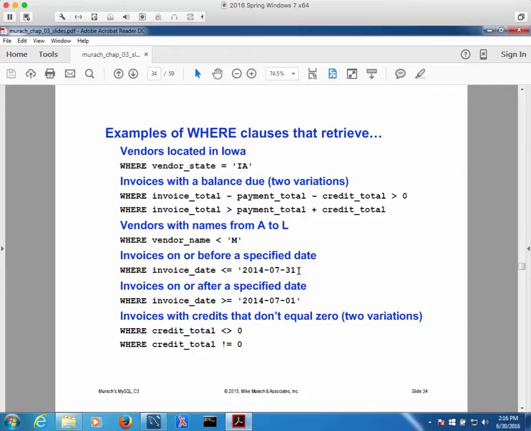This particular way of expressing the date, where you have year, dash, month, dash, day, is a special format that's part of an ISO standard, and it makes it very easy to compare dates. So you'll be using that format a lot. And here's one, on or after a specified date. Invoices with credits that don't equal 0. Two variations. Okay, so there's all kinds of things that you can do in the where clause.